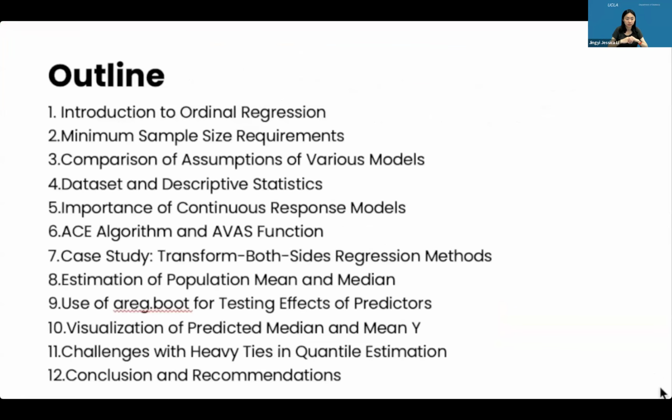Today I'll talk about the introduction to ordinal regression, minimum sample size requirements, comparison of assumptions of various models, and provide some data sets and descriptive statistics and how those look when applying these methods. I'll also cover the importance of continuous response models, two algorithms, ACE and the AVAS function, a case study on transform both sides regression methods, estimation of population mean and median, the use of arg.boot for testing effects of predictors, visualizations of predicted median and median Y, challenges with heavy ties and quantile estimation, and finally, concluding remarks and recommendation.